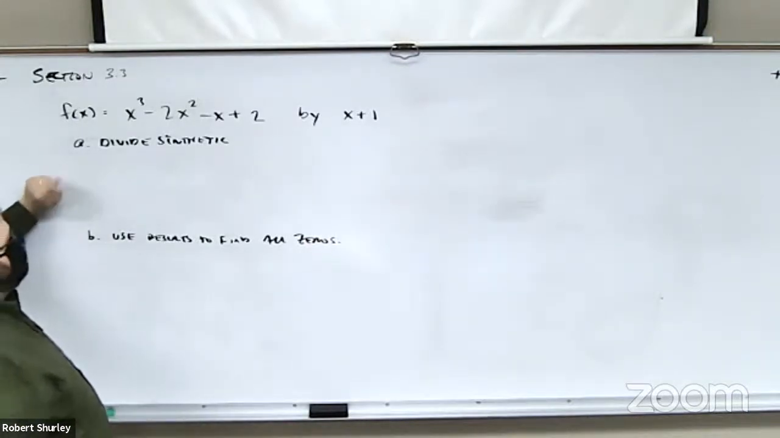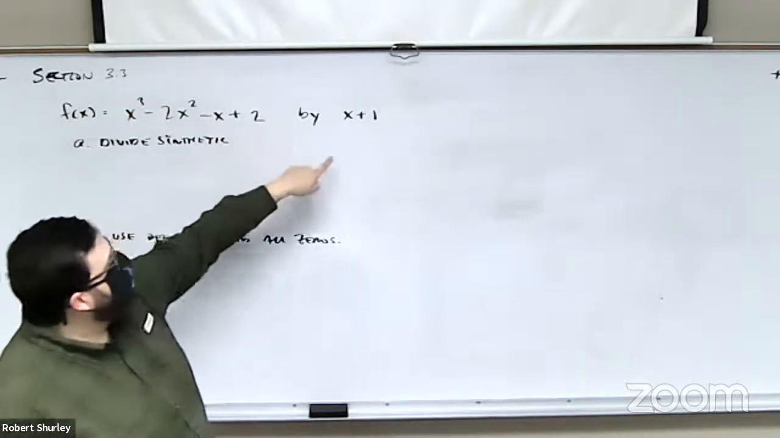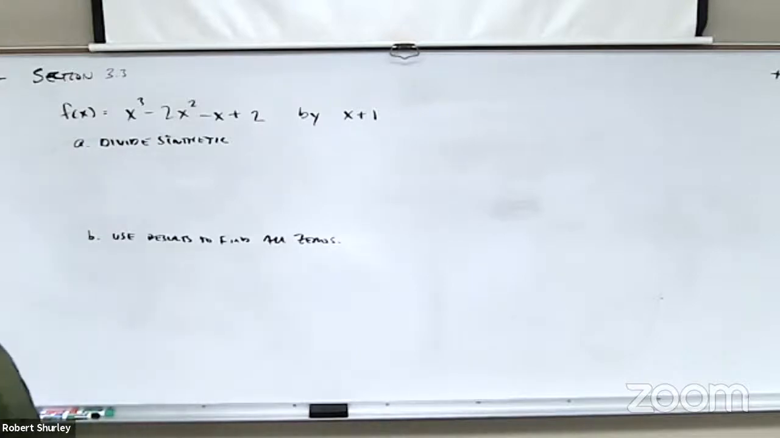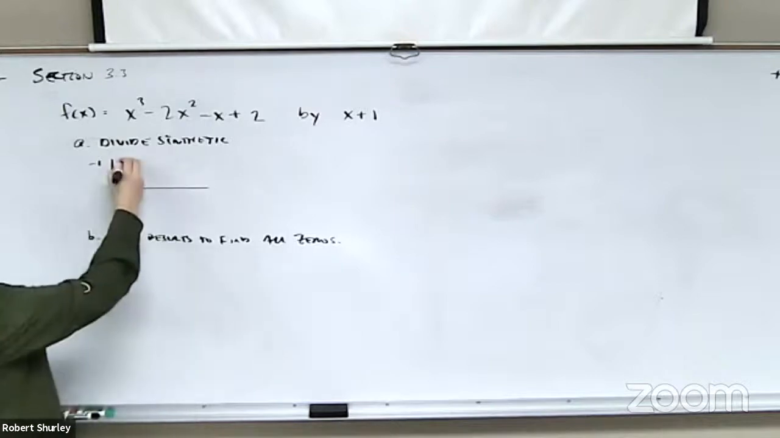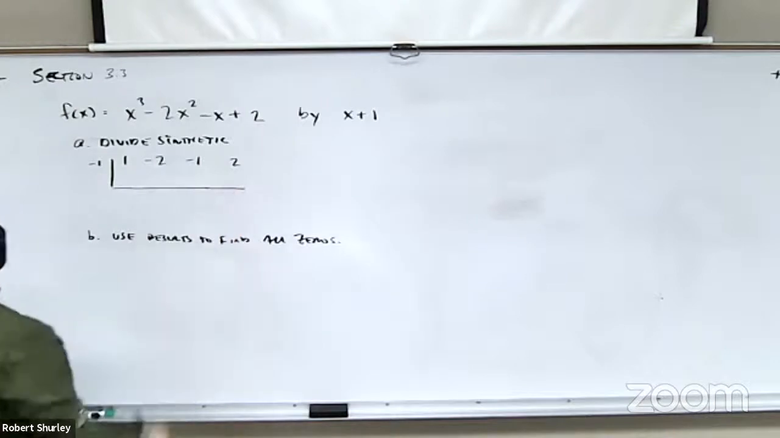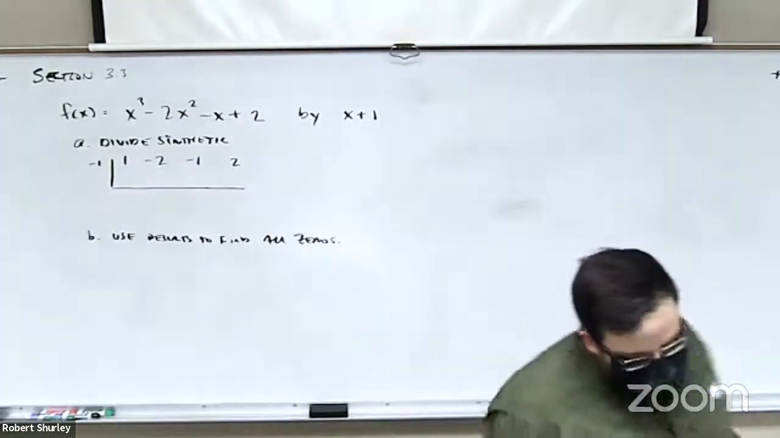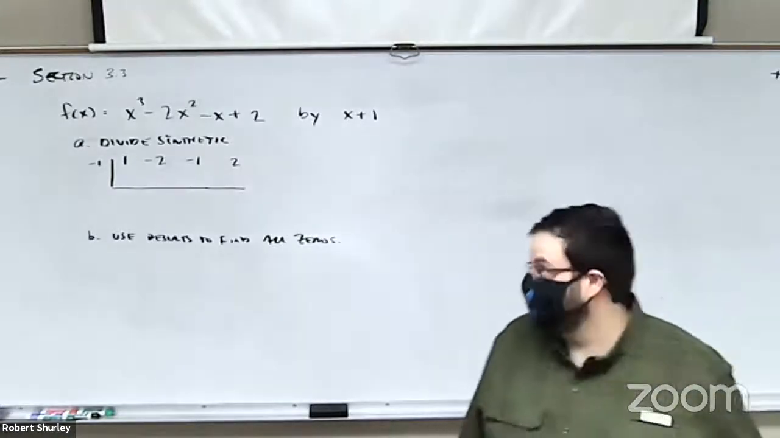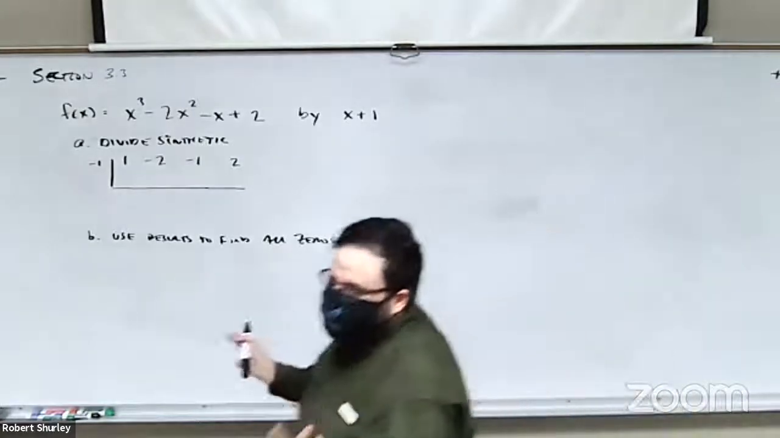Okay, we don't have any missing terms. It's in descending order, 3, 2, 1, 0, right? And it's x plus 1. So if I'm going to set this up synthetically, I'd put a minus 1 out here. And this would be 1, negative 2, negative 1, and positive 2. Now, for us to find the rest of the zeros, this has to be 0. They kind of softballed it that way. They're kind of spoon feeding you, where this will wind up being 0.